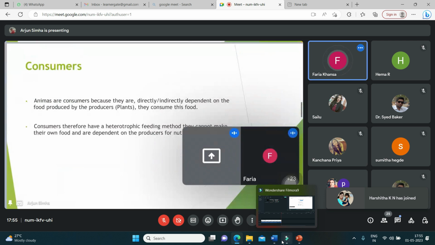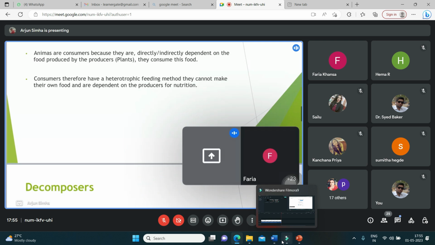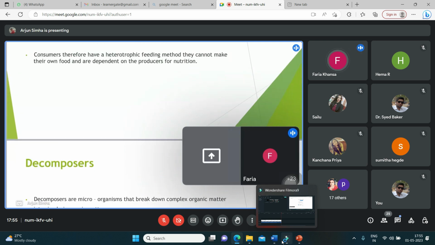Coming to consumers, animals are consumers because they are directly or indirectly dependent on food produced by producers. Consumers therefore have a heterotrophic feeding method. They cannot make their own food and they are dependent on producers for nutrition.